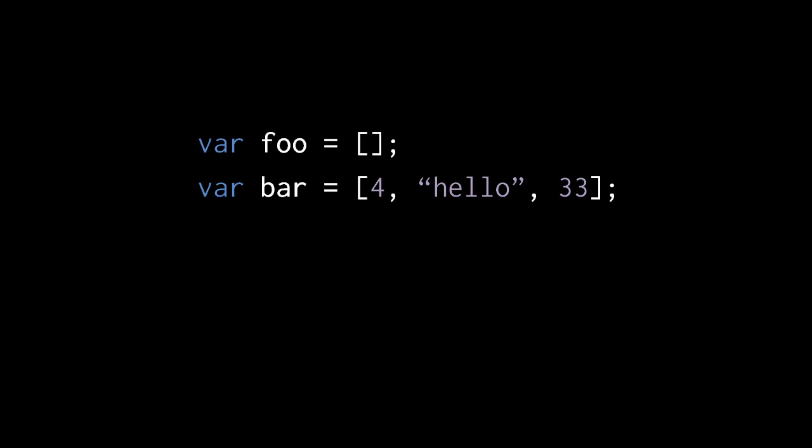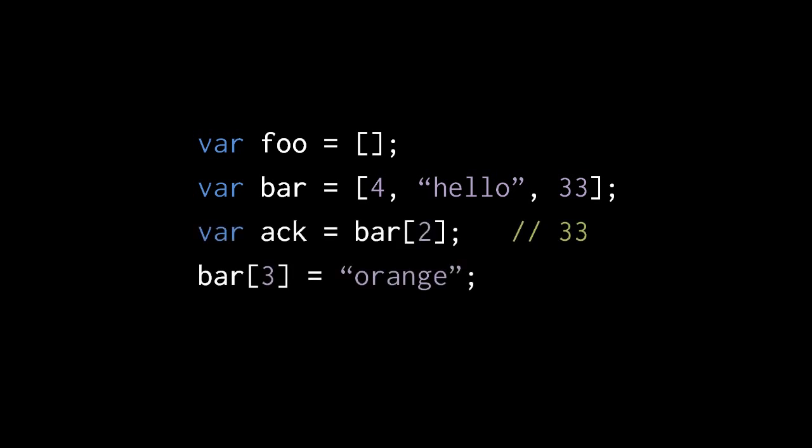So here, for example, we assign to foo an empty array, and then assign to bar an array of 3 items, the number 4, a string hello, and the number 33. We then assign to ACK the item of bar at index 2, in other words, the third item of bar, the value 33. Lastly, we assign to index 3 of bar a string orange. Because bar previously had no item at index 3, this effectively expands the size of the array by 1.